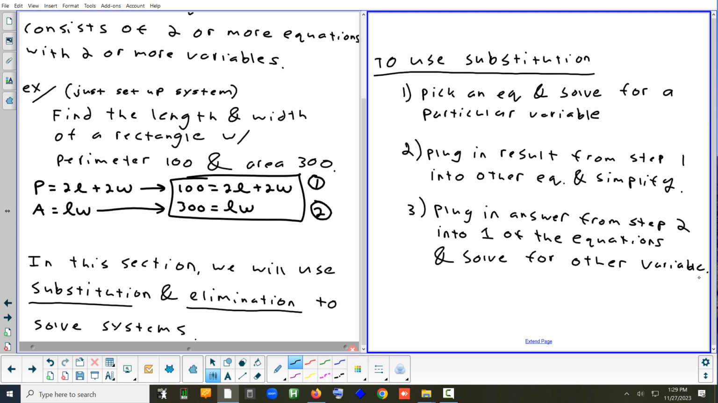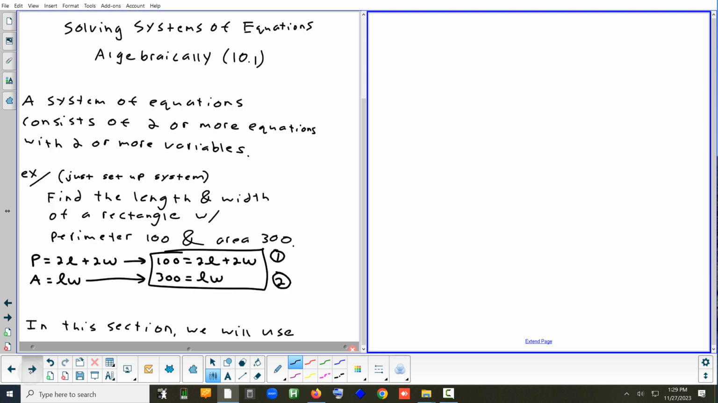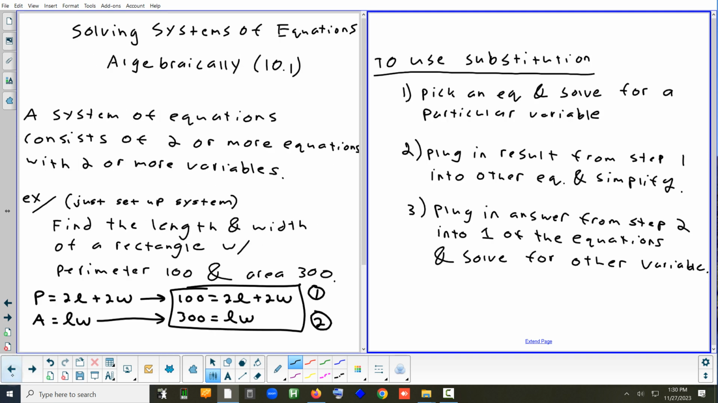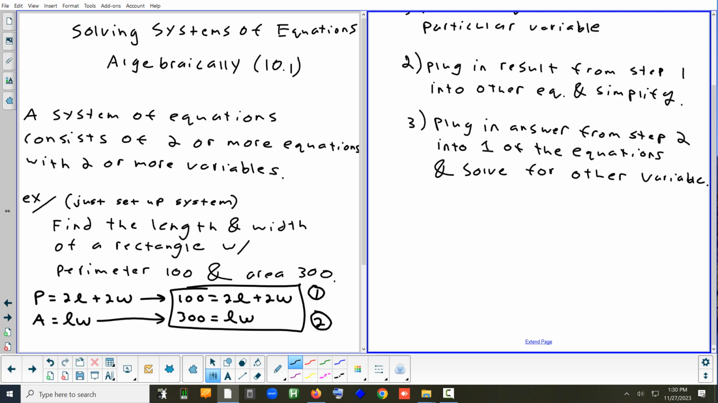Okay, so we're going to solve this one now. We're going to use substitution. Yeah, that's the same problem. I'm just going to put it right below. Okay, so now solve. So we got 100 equals 2L plus 2W. 300 equals L times W.